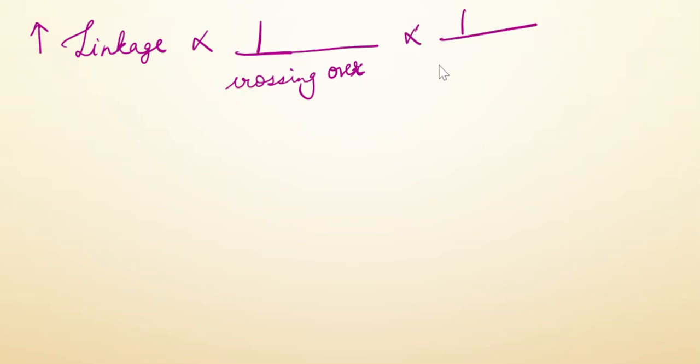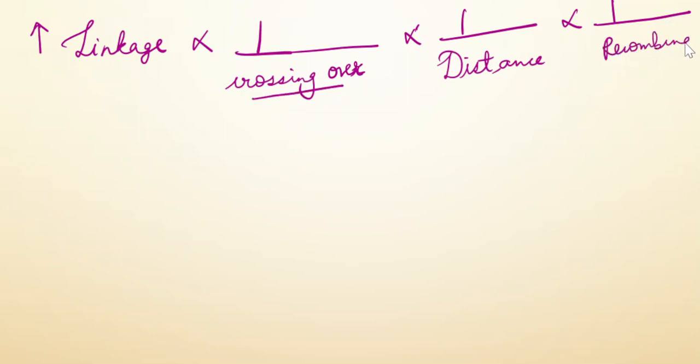So it is again inversely related to distance, and it is also inversely related to recombination. Now crossing over, or you can say recombination, is one and the same thing. So this is the short formula for you. Now I will show you how this is true.